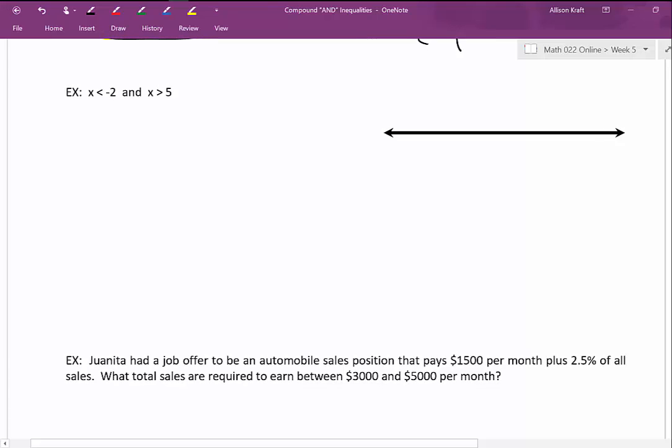In this next example, I've already solved the inequalities for us. So there's my solution. We want to graph these. Graph the first one in red. X is strictly less than -2. I find -2 on the number line. X is less than that. Less than is to the left. It's a strict inequality, so I'm going to use a parenthesis at -2.